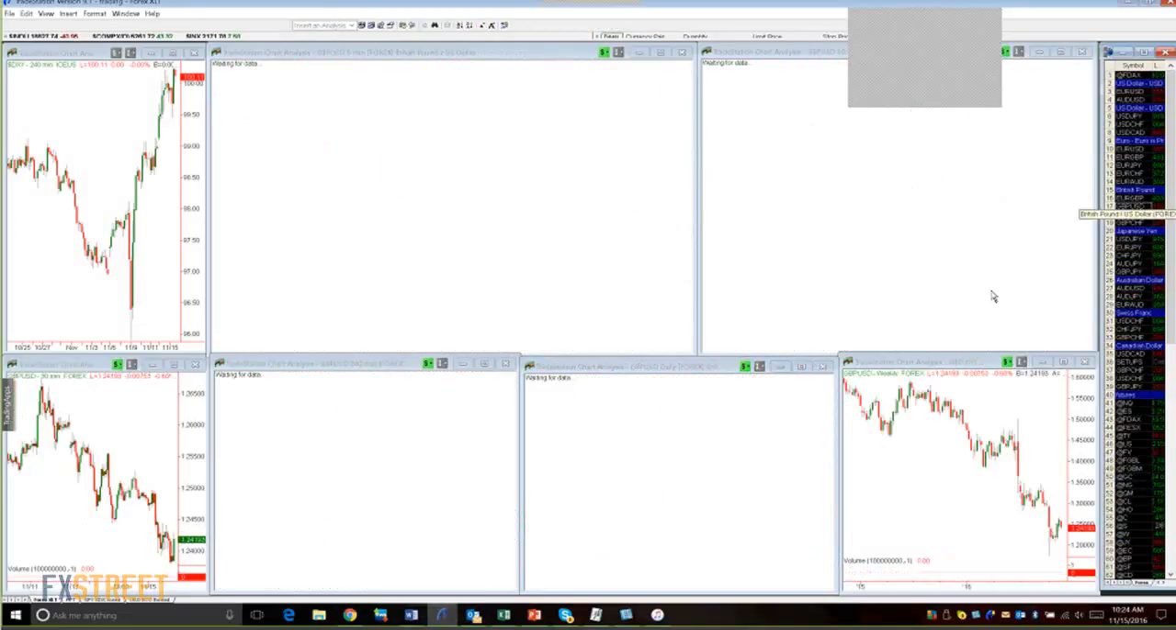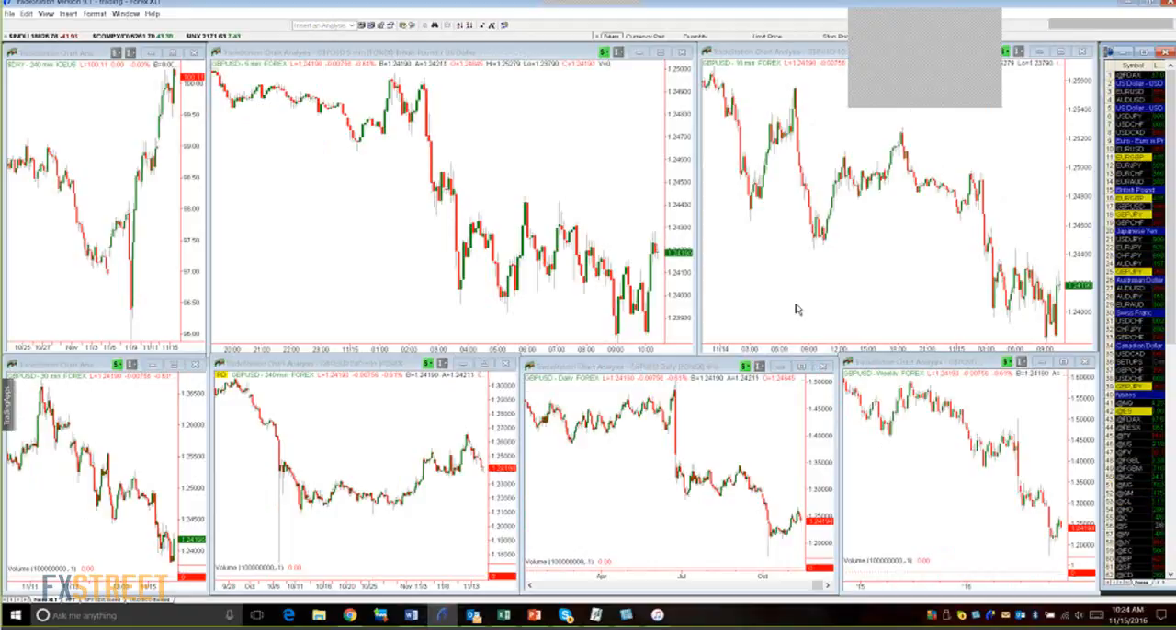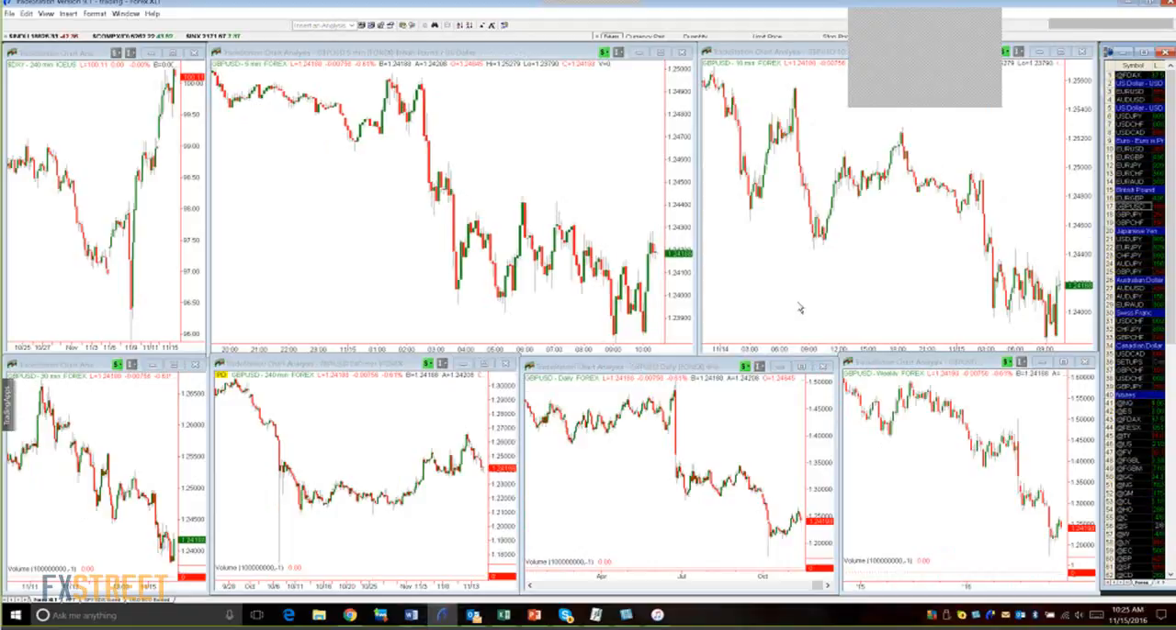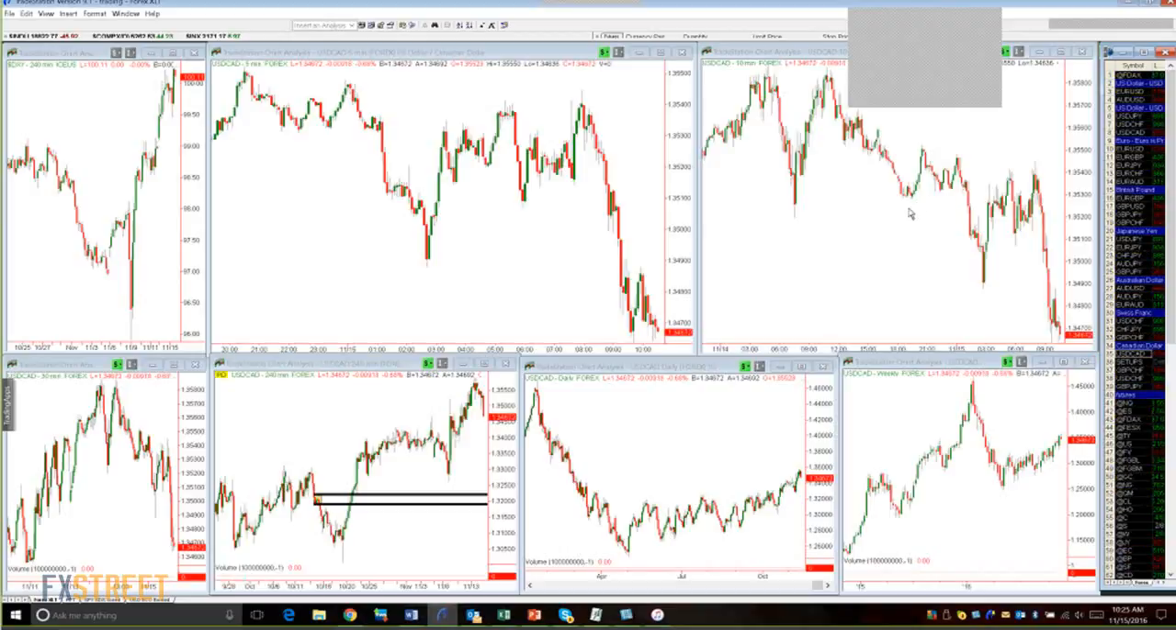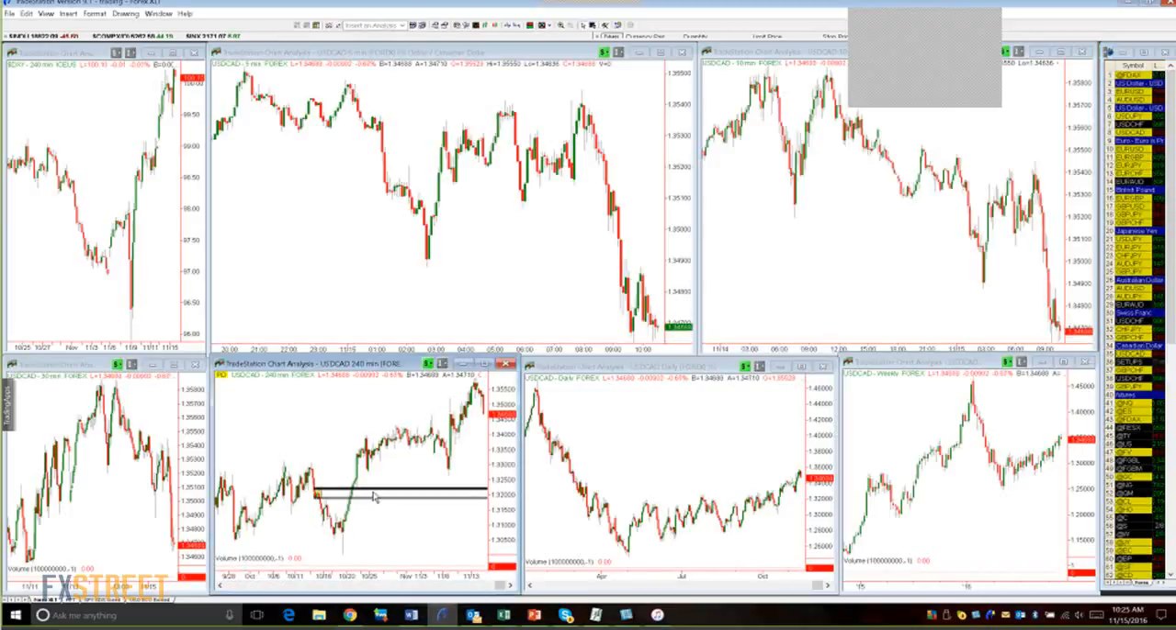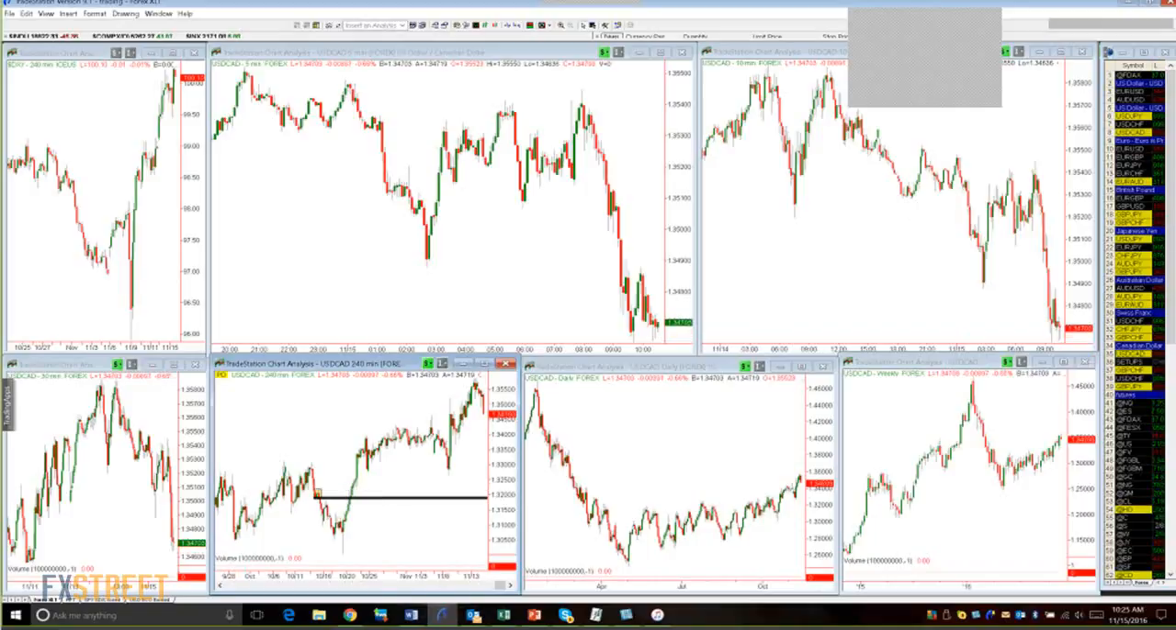Pound dollar has an opportunity here. Let's see. Oh, no, not the pound. I'm sorry. What I really wanted to go over with you, let's look at the dollar Canadian. Oh yeah, the euro. No, we'll definitely look at the euro next. There's an old level in there. Let's get rid of that.